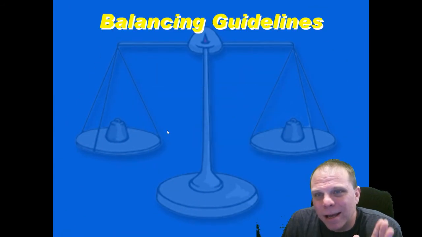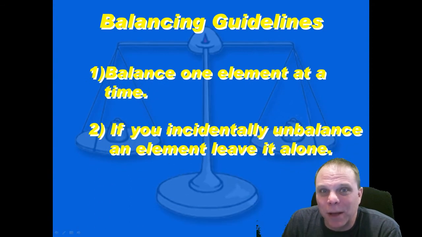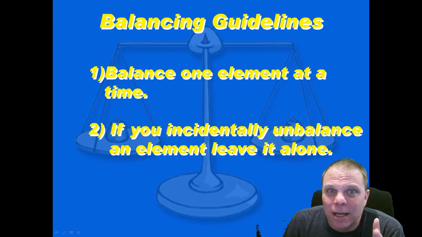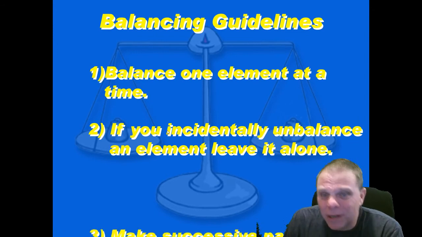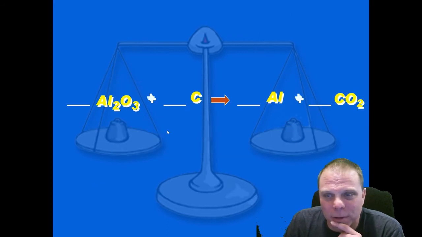So I like to bring this into 3 really easy steps, all right? 1, balance one element at a time. 2, if you accidentally unbalance an element, don't panic. It's okay. Leave it alone. You're going to get it in the next pass. You're just going to make successive passes. So I want to show you an example of this.